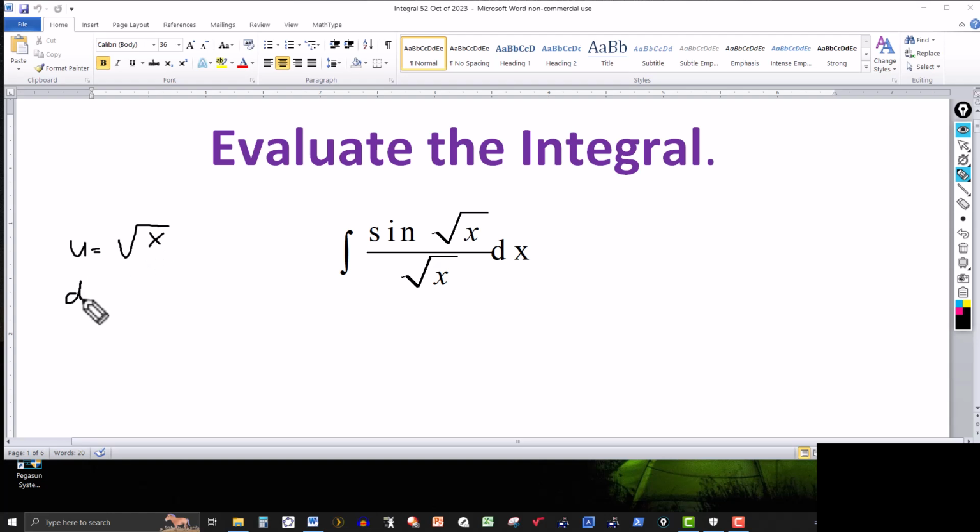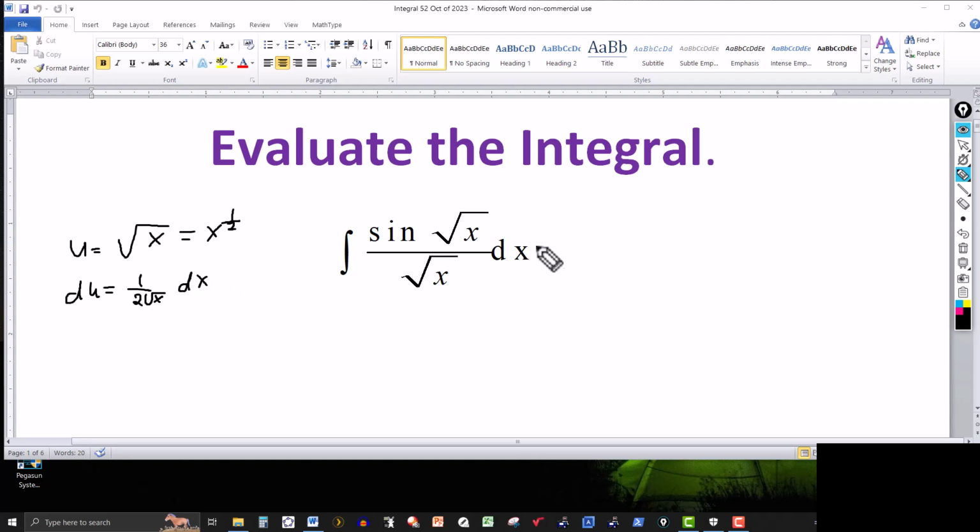Then du would equal the derivative of the square root of x. You can think of this as x to the 1/2. Square root of x equals x to the 1/2, so it's the basic power rule for derivatives. The 1/2 comes out in front, and I subtract 1 from the 1/2, which gives me x to the negative 1/2. I'm going to put that in the denominator and write it as a radical. And then I'm going to have the dx.